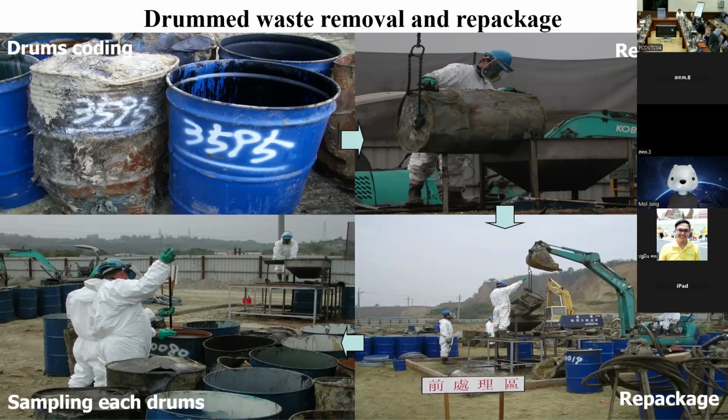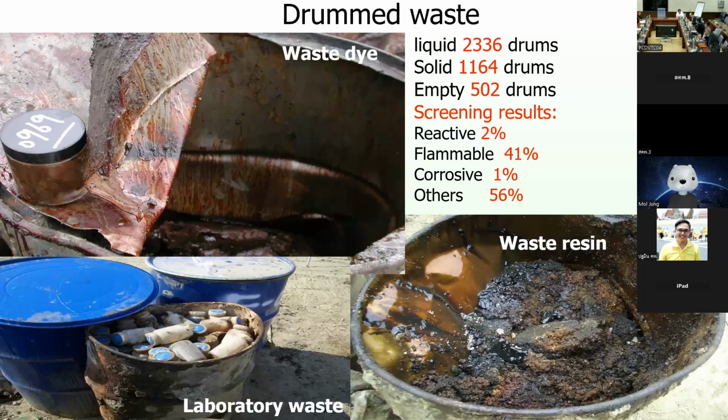After the screening, we found liquid is 300 drums, solid is 1100, and empty is 500 drums. You can see there's a lot of waste resin, waste dye, and also some laboratory waste.